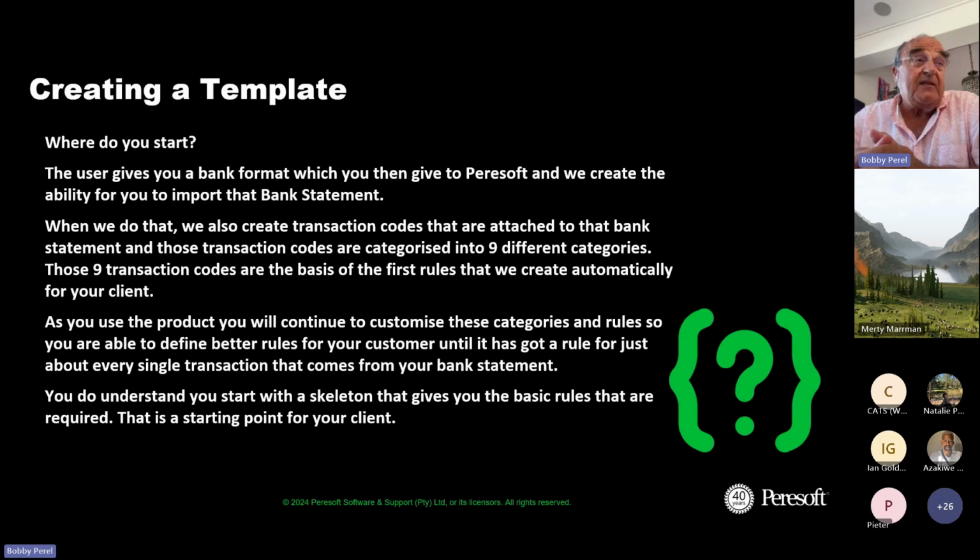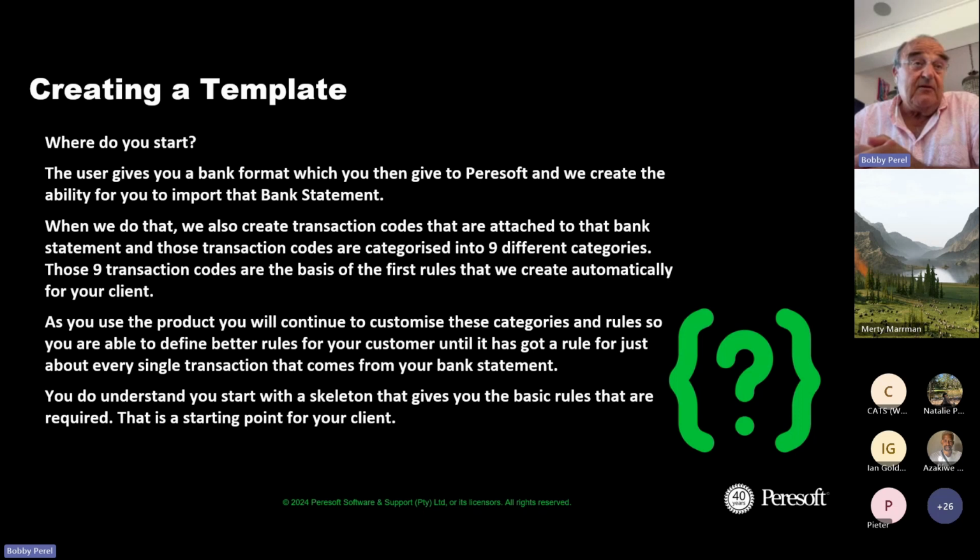When we create the bank format, we also get all the transaction codes from the bank for that particular bank, and those are attached to that bank statement. And those transaction codes are categorized into different categories that we have set as default categories, like, for example, transactions like bank charges, interest, etc. So that comes with your bank format, 9 different sets of categories.